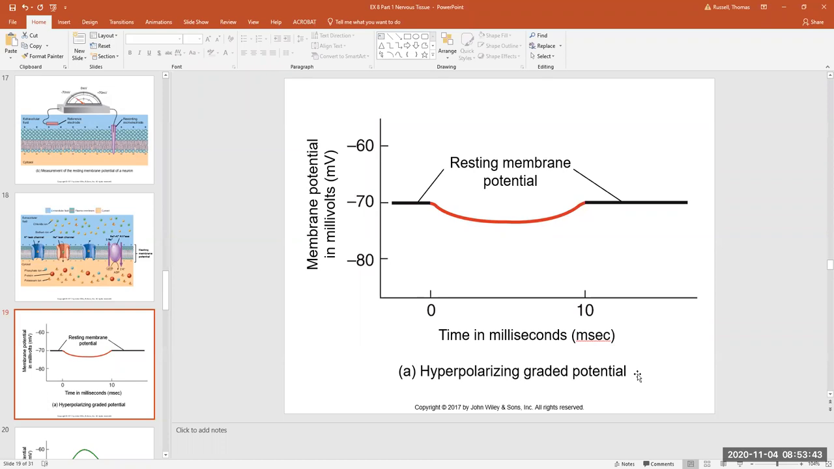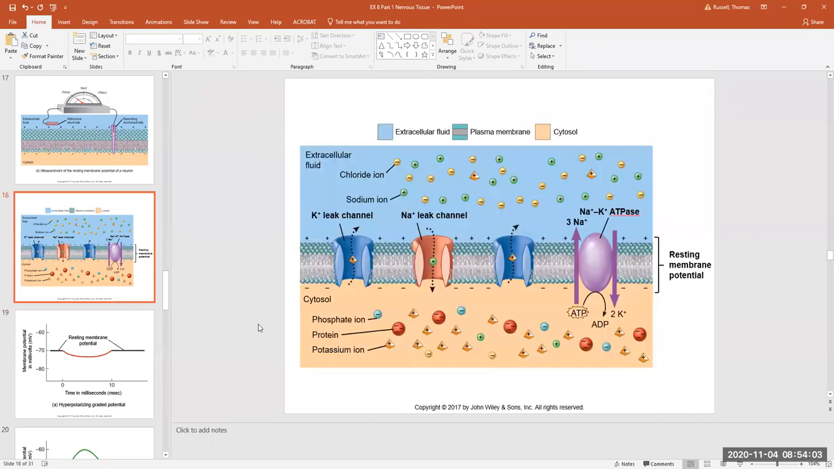Hyperpolarizing graded potential. Everybody knows the prefix hyper means more or excessive, right? Now I just have to tell you what polarized means. Well, your batteries are polarized. You have a positive end and a negative end on your battery. We call it the positive pole and the negative pole. Really, the word polarization just means separation. So our cells are polarized because we can separate positives from negatives across the membrane. And if our resting membrane potential becomes more negative, that means you are more negative than normal, or you're more polarized than normal. And we call that hyperpolarization.